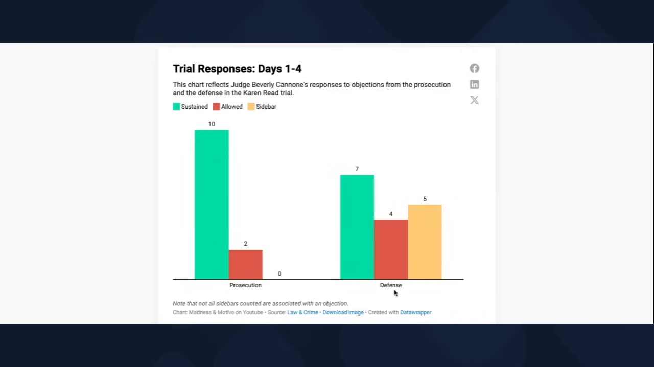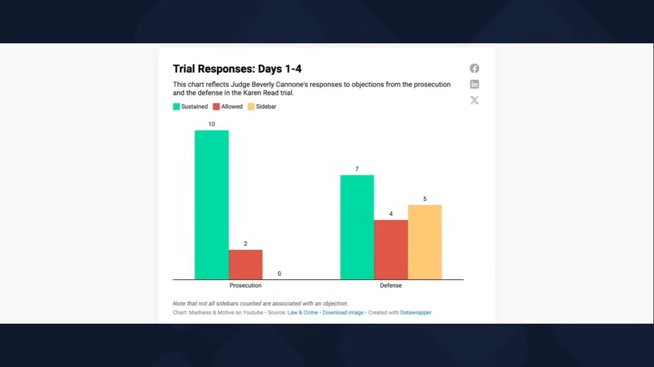And then on the defense side, when they object, 7 times sustained, 4 times allowed, and then I put 5 sidebars. There is a note down the bottom here that not all sidebars counted are associated with an objection. There were a couple of times where the defense was presenting evidence and the judge interrupted to call a sidebar, and so I counted those here.